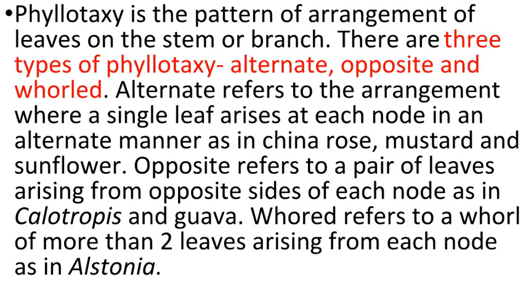Phyllotaxy is the pattern of arrangement of leaves on the stem or branch. There are three types of phyllotaxy: alternate, opposite, and whorled. Alternate refers to the arrangement where a single leaf arises at each node in an alternate manner, as in China rose, mustard, and sunflower. Opposite refers to a pair of leaves arising from opposite sides of each node, as in Calotropis and guava. Whorled refers to a whorl of more than two leaves arising from each node, as in Alstonia.